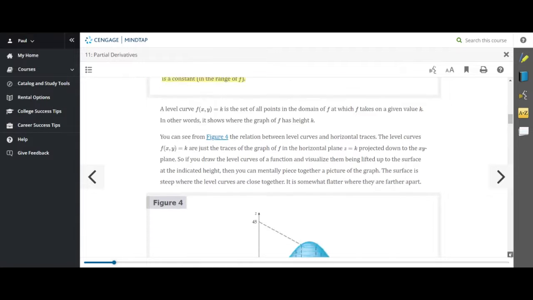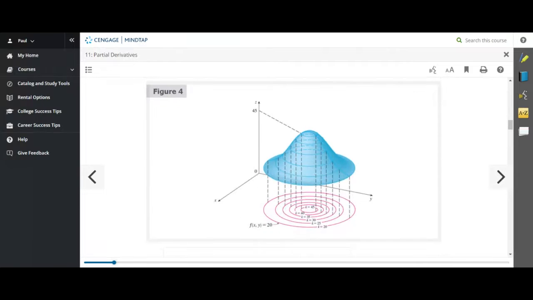If we look here in figure 4, there is a surface, a function of x and y. If you think about remembering functions, it's like the UFO.